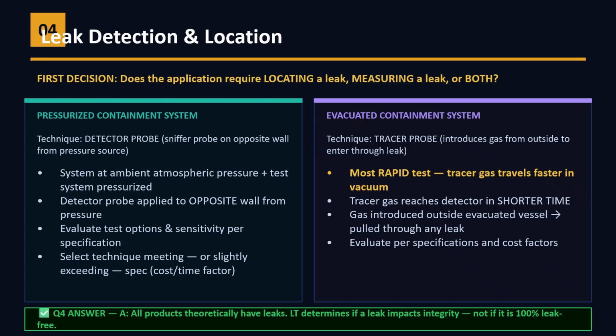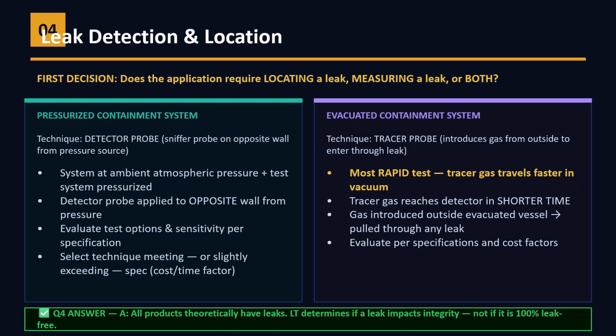Let's start with a pressurized system. Imagine a pressure vessel operating at 15 bar pressure. Gas inside the vessel wants to escape. If we use a detector probe on the outside surface, we can search for escaping tracer gas. The detector responds when it encounters the leaking gas. This allows us to locate the leak.